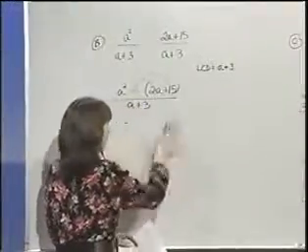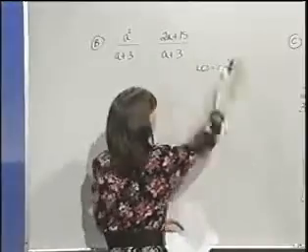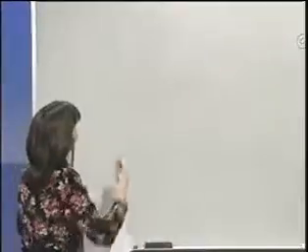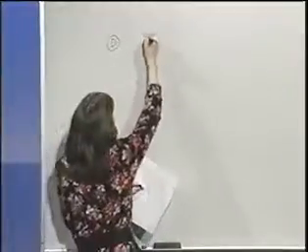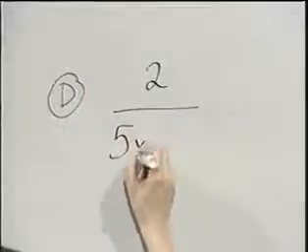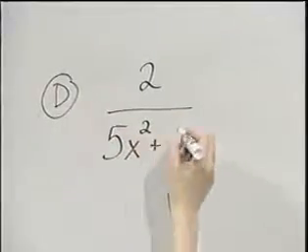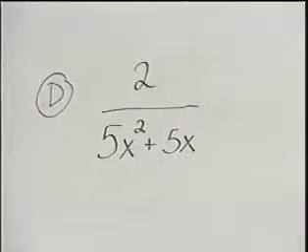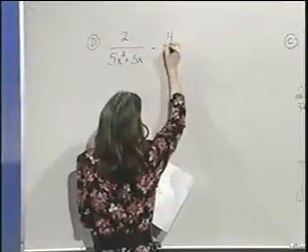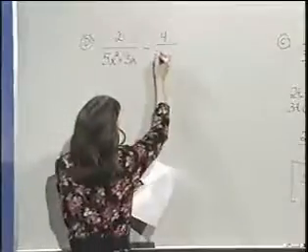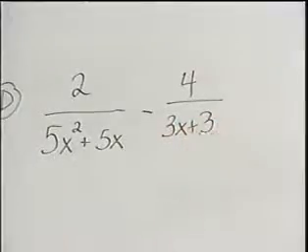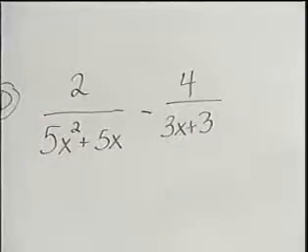All right, so let's go ahead and look at example D. A little more challenging as we go, but if you follow the 4 steps, you should have no problem. So here we go. Example D. Let's look at the following. Let me pick a good one here. Let's take 2 over 5x squared plus 5x minus 4 over 3x plus 3.